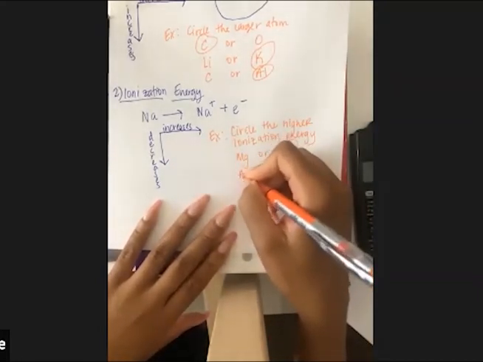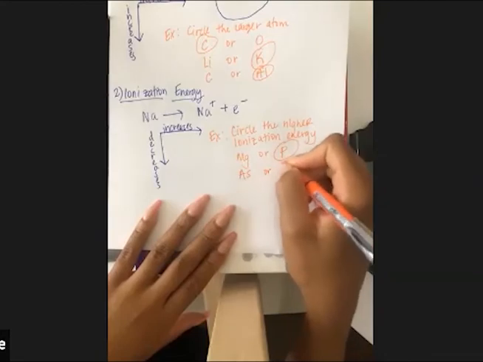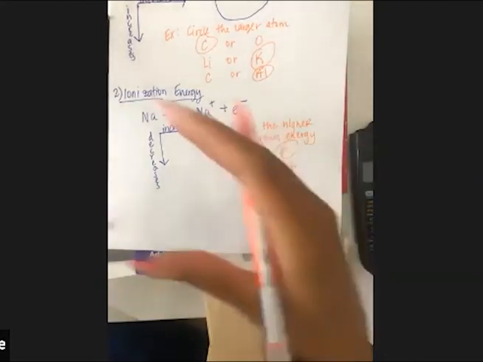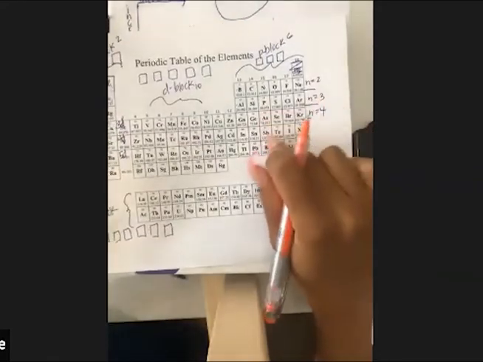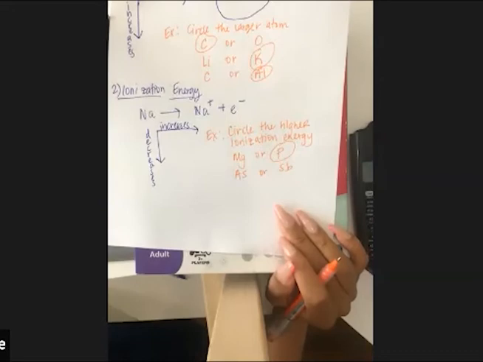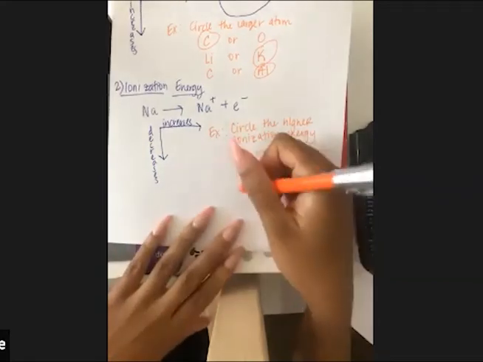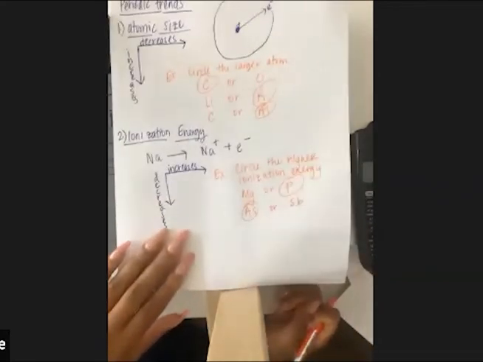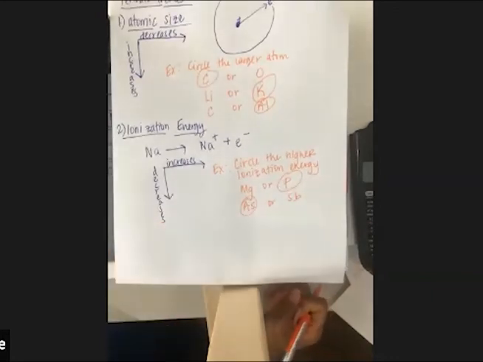Let's say arsenic versus antimony. So that's As versus Sb. What do you guys think? As. As, yep, that works. So you guys get it, periodic trends. You just got to know what the trend is. And if you know the trend, it's easy to figure out what the answer is.